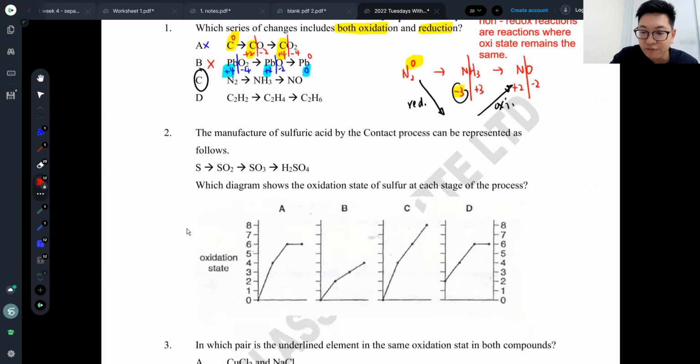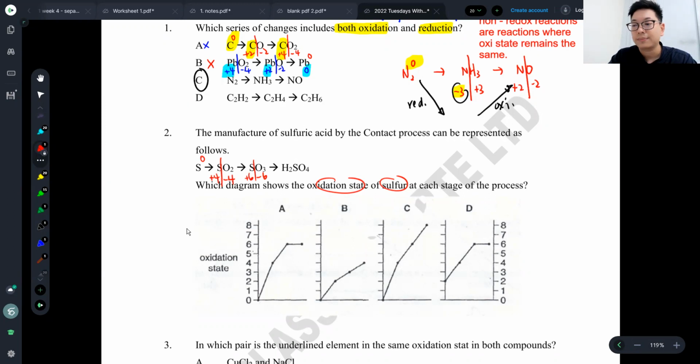Here's another fairly simple MCQ. You're asked to fill in the oxidation state of sulfur. The skill you're being tested on is calculating oxidation states. If you can calculate oxidation states, you're good. If you cannot, you're gone. The options are 0, minus 4, plus 4, minus 6, plus 6.